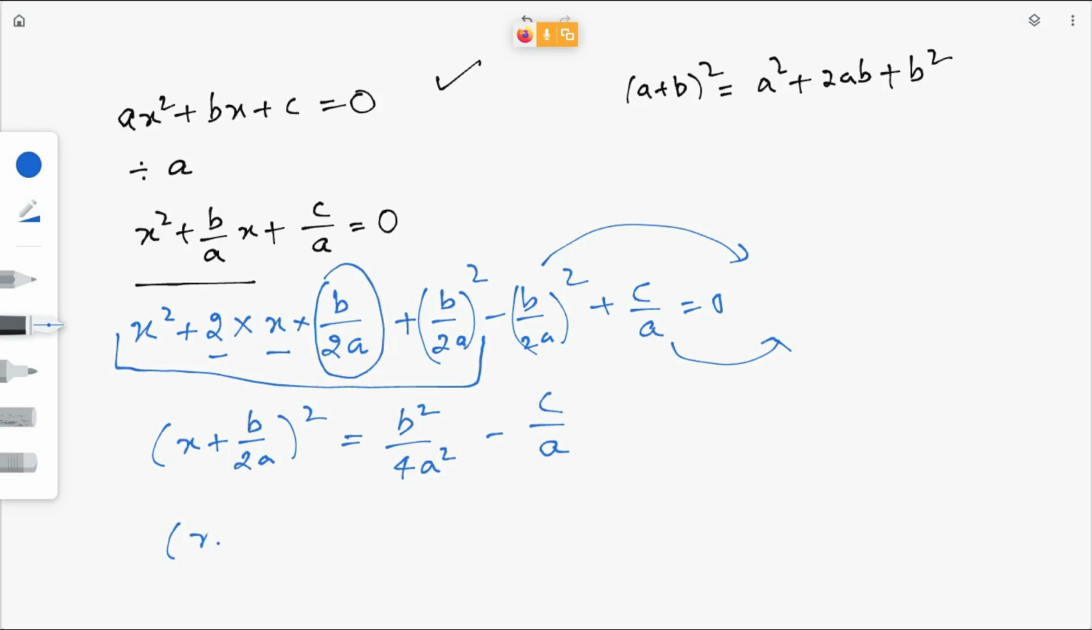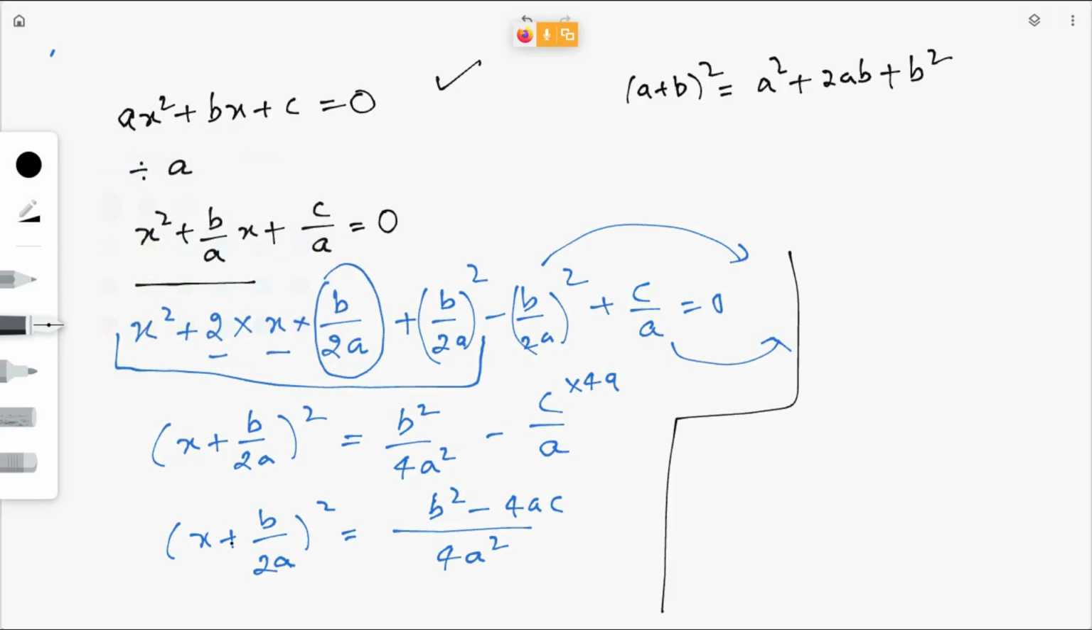x plus b by 2a whole square is equal to, what is the LCM? 4a square and a, 4a square. Here you will get b square minus 4ac, yes or no? a into 4a will give 4a square. If you multiply this, you will get b square minus 4ac. Any doubts, any confusion?